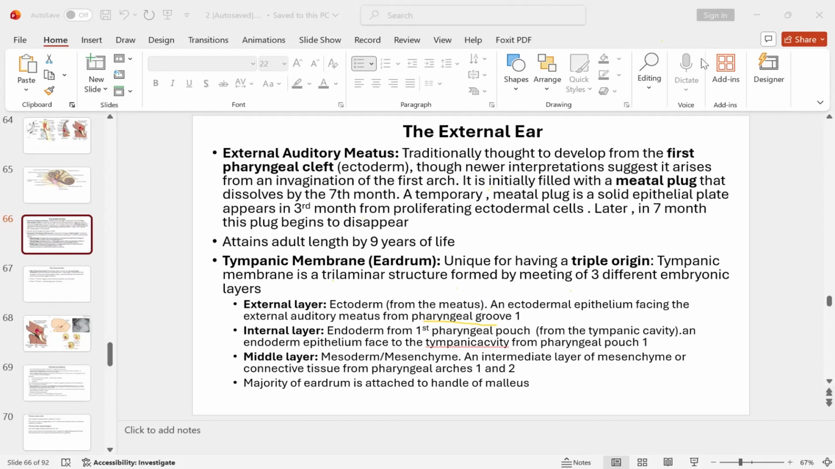The tympanic membrane of the external ear is derived from three sources. Number one, endoderm, number two, ectoderm, and number three, mesoderm. The tympanic membrane has three layers. The external layer of the tympanic membrane is derived from the ectoderm, which comes from the pharyngeal groove 1. The internal layer of the tympanic membrane is derived from the endoderm, which comes from the pharyngeal pouch 1. And the middle layer of the tympanic membrane is derived from the mesoderm, which comes from the pharyngeal arches 1 and 2. So this was today's lecture.